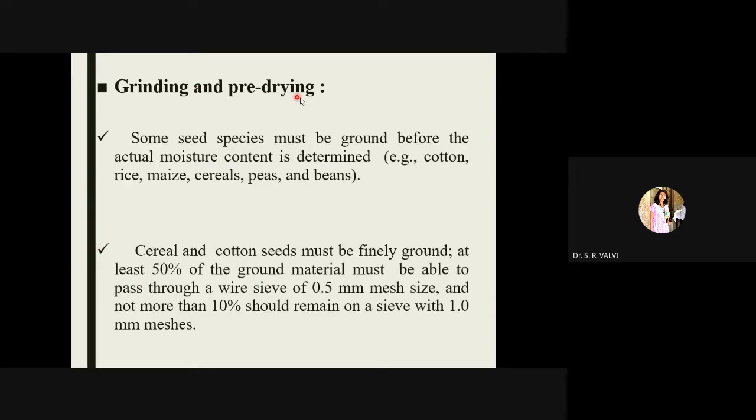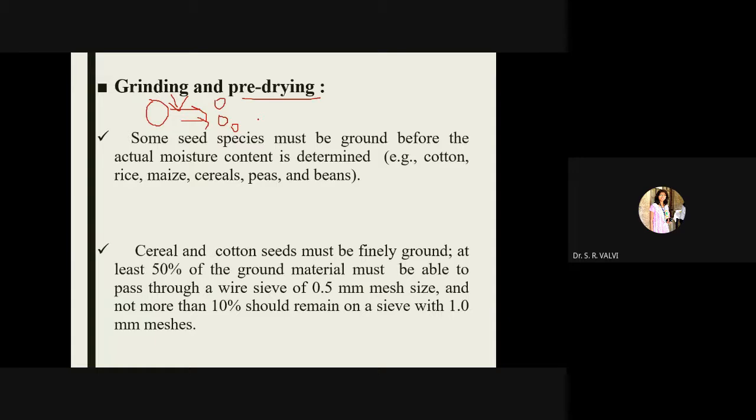Now see, grinding and pre-drying. Grinding means what? Making fine, or cutting the bigger seeds into smaller parts. This technique is known as grinding, the instrument through which we convert bigger seeds into smaller seeds. And pre-drying means you have to dry the seeds, and then measure the moisture content of those seeds.